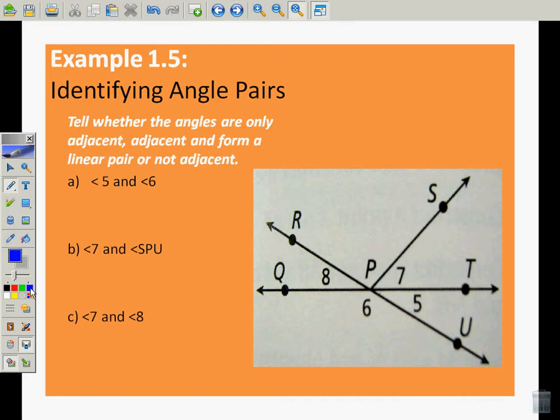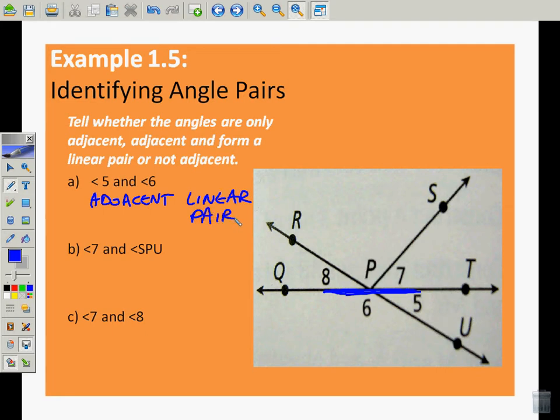Okay, we are back. Let's look at 5 and 6. 5 and 6. Notice this line being formed here. So they're going to be adjacent and a linear pair. Okay, an adjacent linear pair.